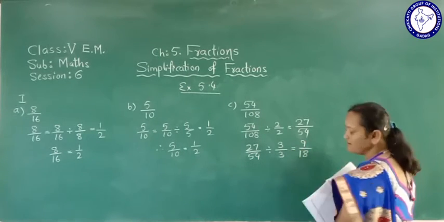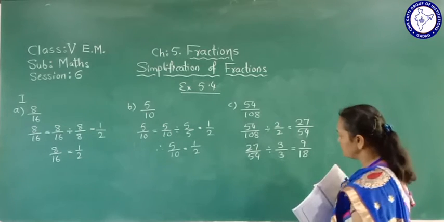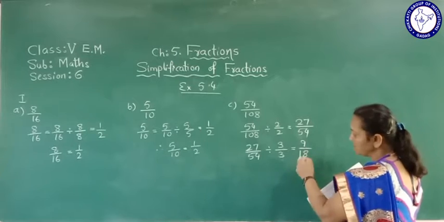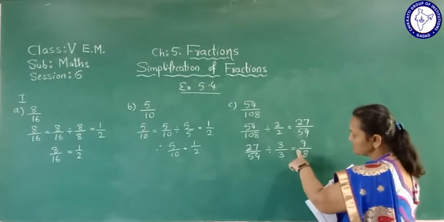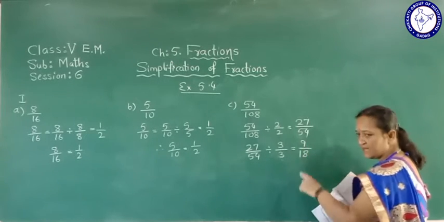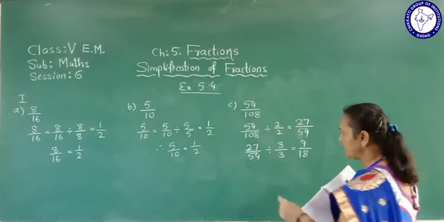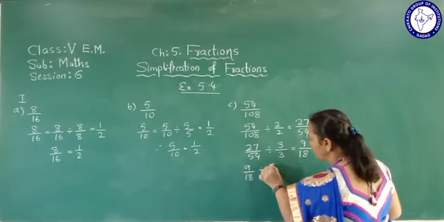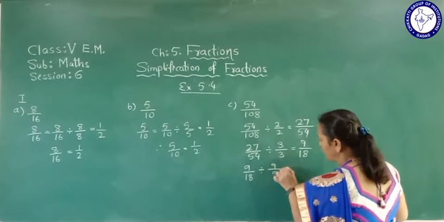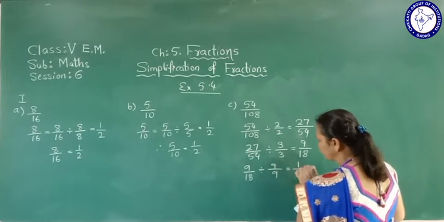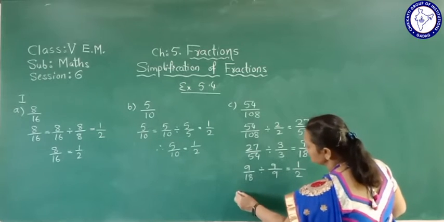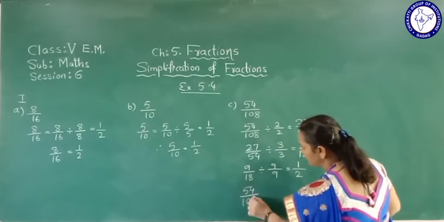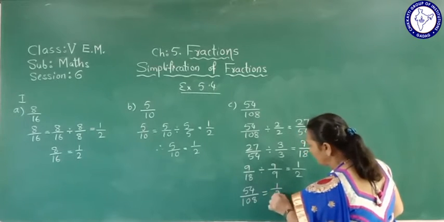18 3s are 54, isn't it? 18 3s are 54. Again 9 by 18, still can you reduce this fraction? Yes, 9 by 18 we can reduce by the 9 table itself. So here 9 by 18 divided by 9 by 9, 9 ones are 9 and 9 twos are 18. So you can write this as 54 by 108 is equal to 1 by 2.